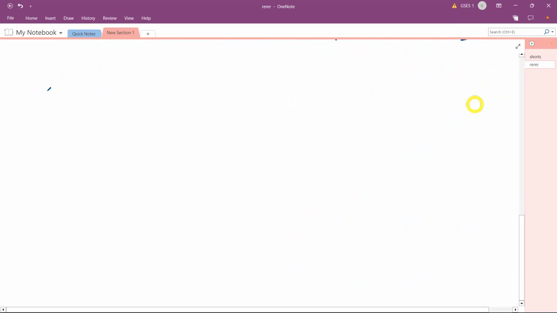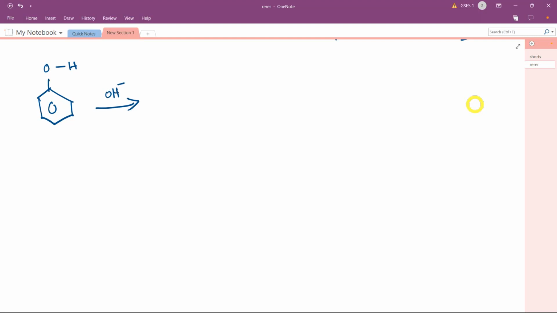What happens to the phenol here? Let me write that OH. When this is treated with OH minus, that is, NaOH provides OH minus. So what happens here? This hydrogen alone moves away, and this electron moves to the oxygen atom and stays as a negative charge. So we can get O minus.